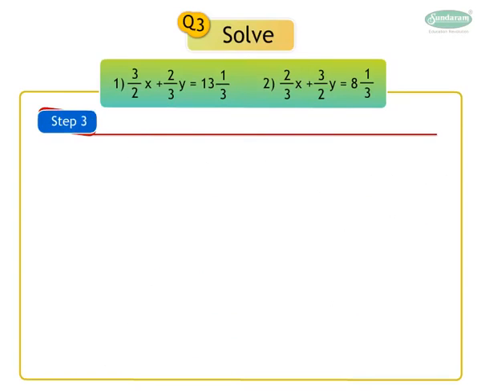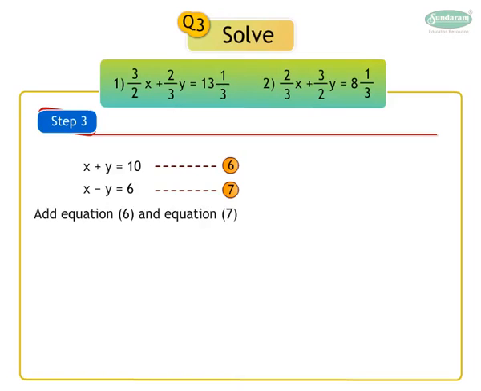Step 3. Now we use equations 6 and 7 to find the values of x and y. x + y = 10. x - y = 6. Add equations 6 and 7, we get 2x = 16. Therefore, x = 8.